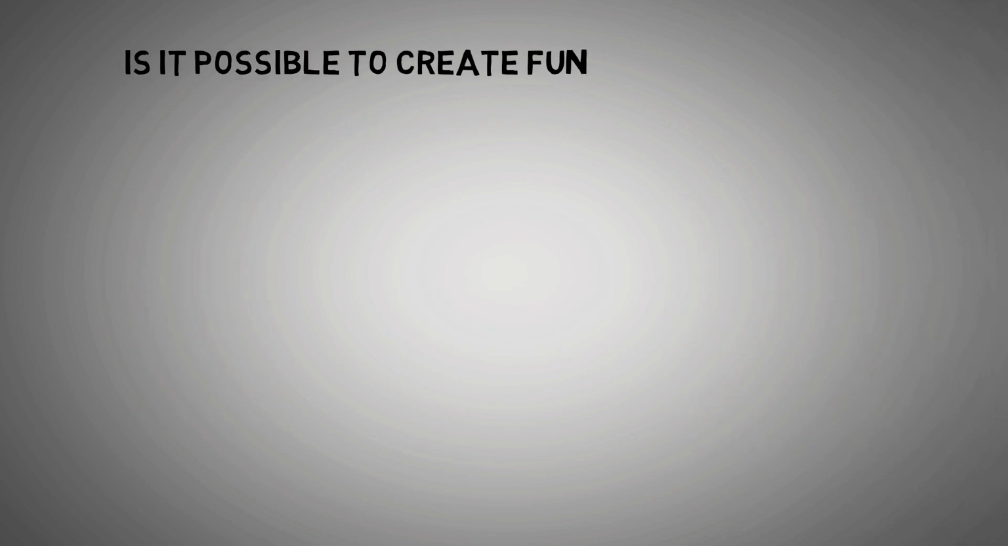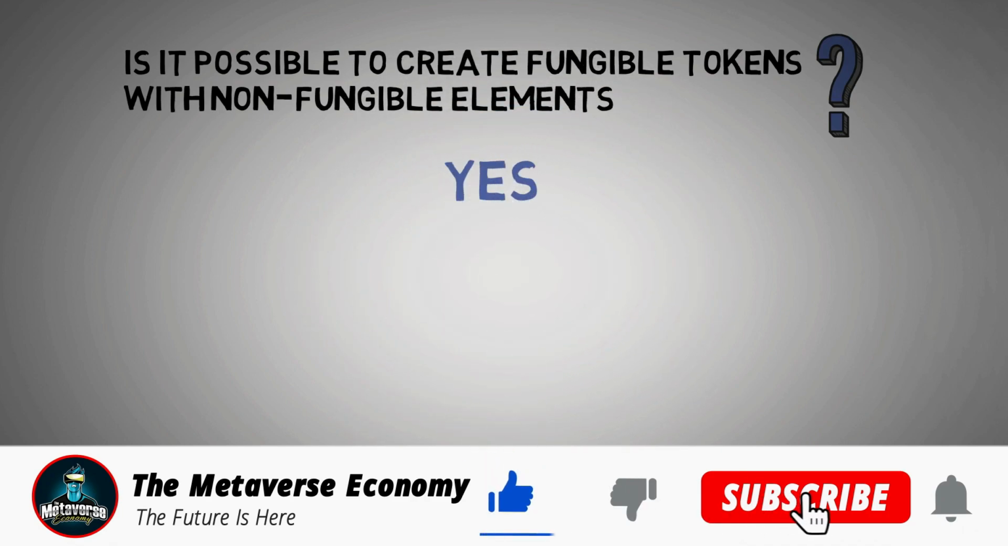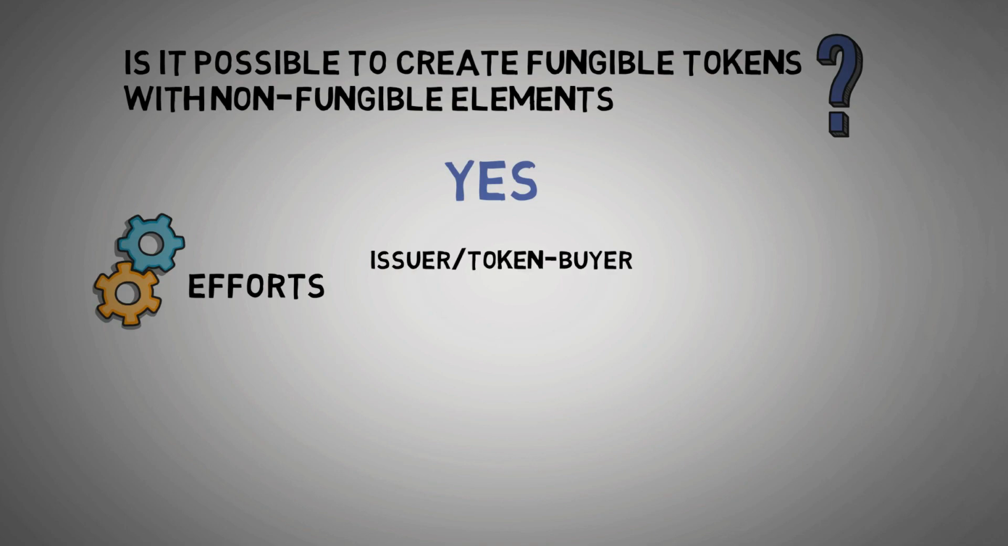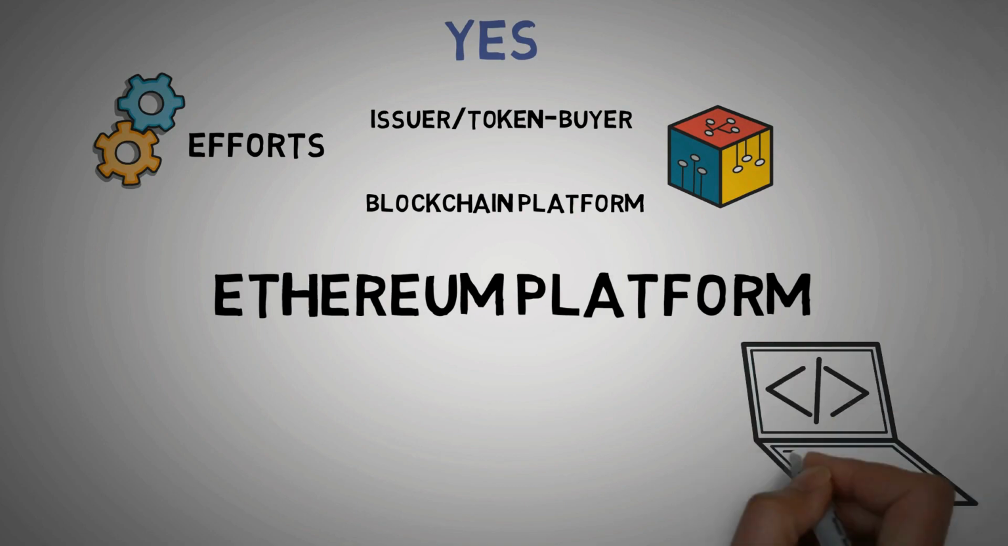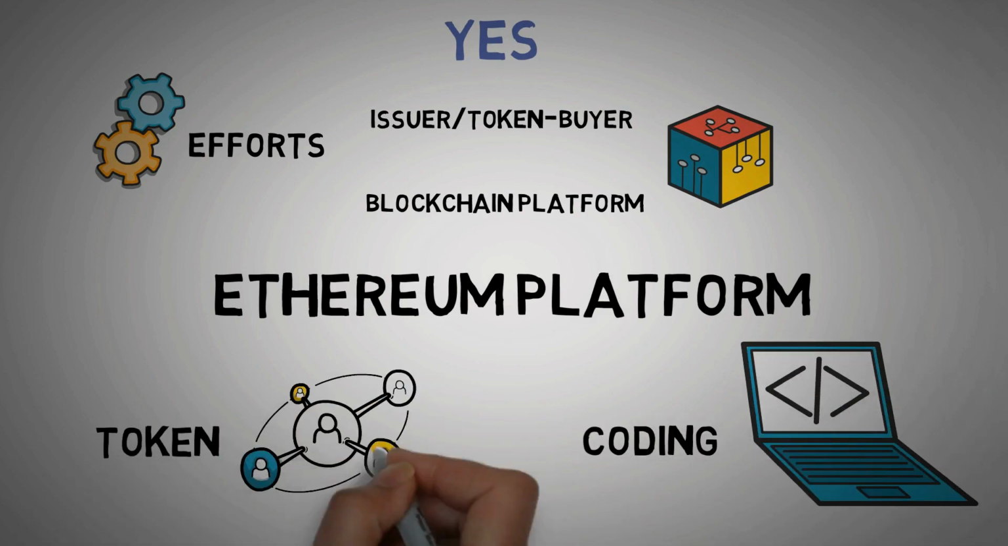Is it possible to create fungible tokens with non-fungible elements? Yes. It is possible to do this, but it would require some additional effort on both ends, issuer/token buyer and blockchain platform. The Ethereum platform requires some coding to make a token behave in different ways depending on how it is used, which may not be feasible or worth the trouble if only certain applications are needed.